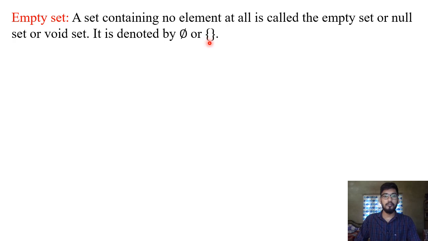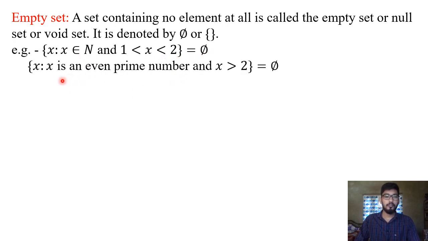So we denote it like this. For example, x such that x belongs to N, that means x is a natural number, and 1 less than x less than 2. So a natural number between 1 and 2. There is no such natural number, so this is an empty set. If you take this set, x such that x is an even prime number and x greater than 2, there is only one even prime number, this is 2. So there is no even prime number greater than 2. That's why this is an empty set.